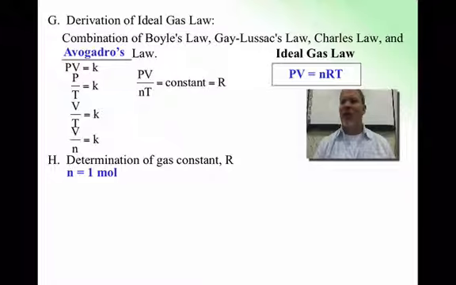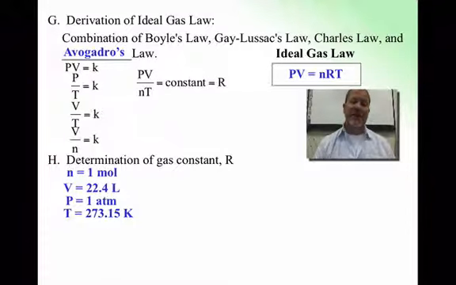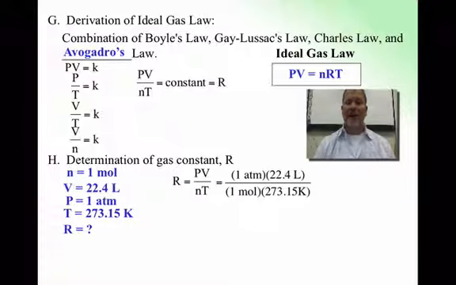Now let's solve for R. Using our equation, PV divided by nT equals R, we can plug those in. For n, we use 1 mole. Standard volume is 22.4 liters, standard pressure is 1 atm, and standard temperature is 273.15 Kelvin. So I just plug them in: my pressure times my volume, divided by my moles times my Kelvin.